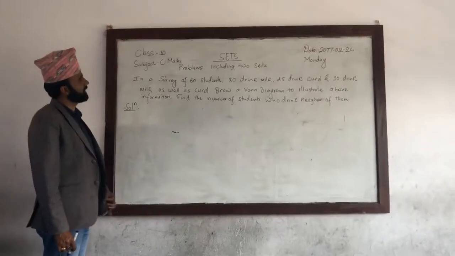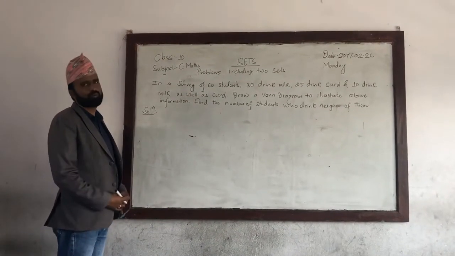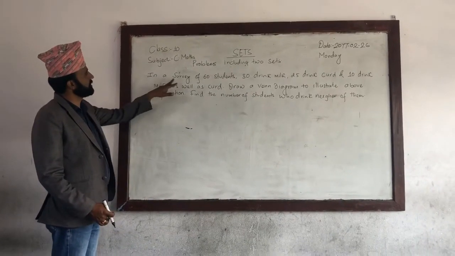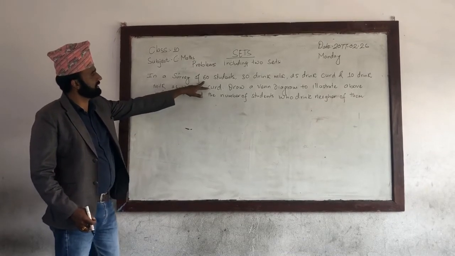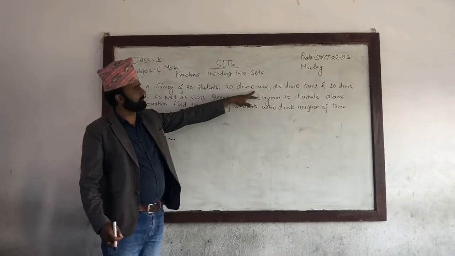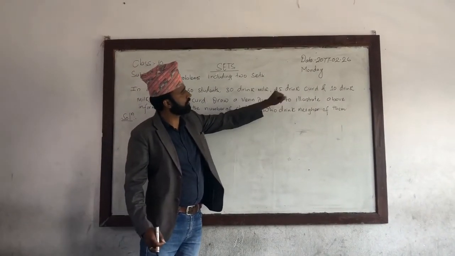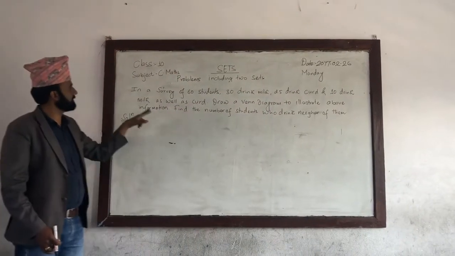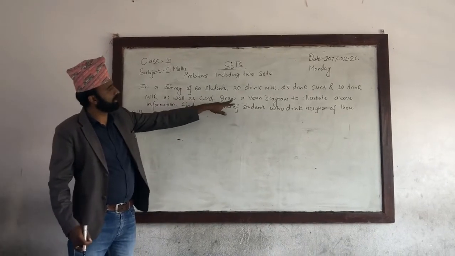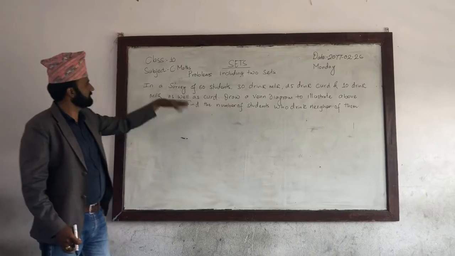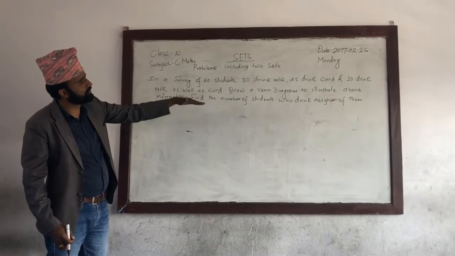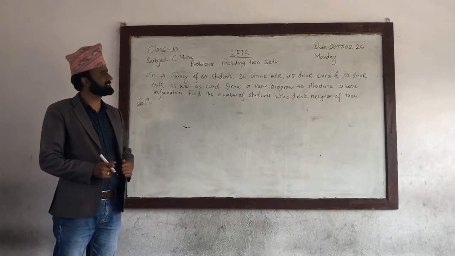Students, we have a problem based on two sets. The question is like this. In a survey of 60 students, 30 drink milk, 25 drink curd, and 10 drink milk as well as curd. Draw a Venn diagram to illustrate this information. Find the number of students who drink neither of them.